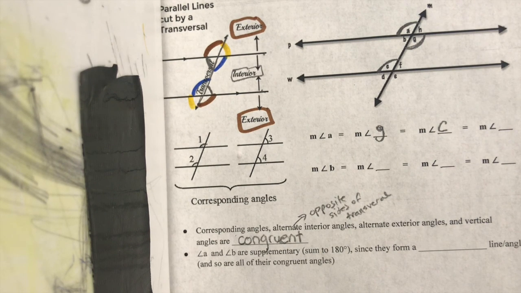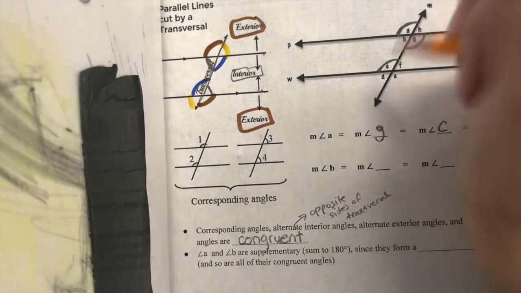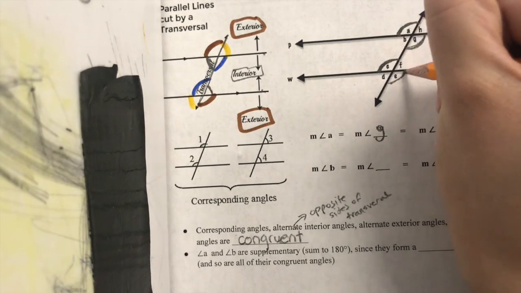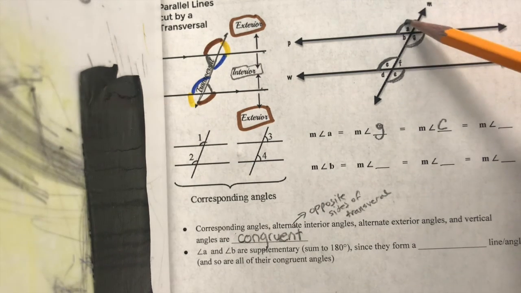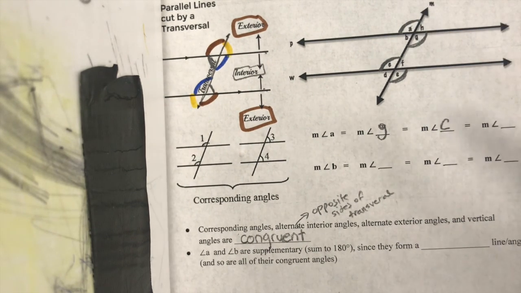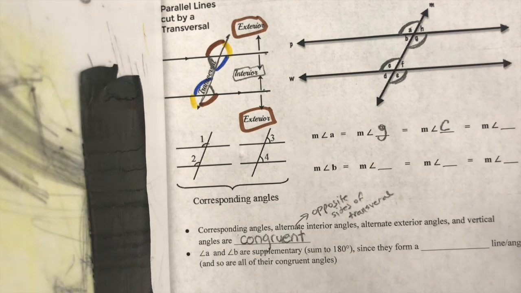We could go back to vertical angles. What's a vertical angle with C? It's E. So that means, again, those are congruent. So whatever angle A is, let's say it's 30 degrees. G is also 30 degrees. C is also 30 degrees. E is also 30 degrees. They're all the same. Okay, and then we can basically do the same thing with our other set of angles.